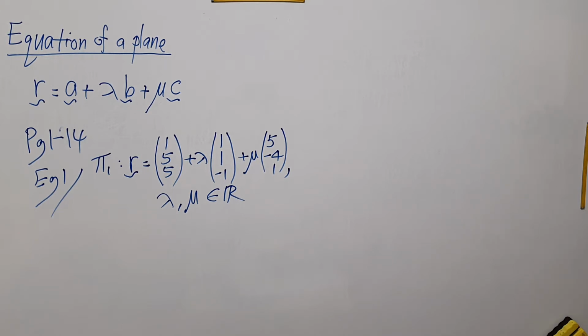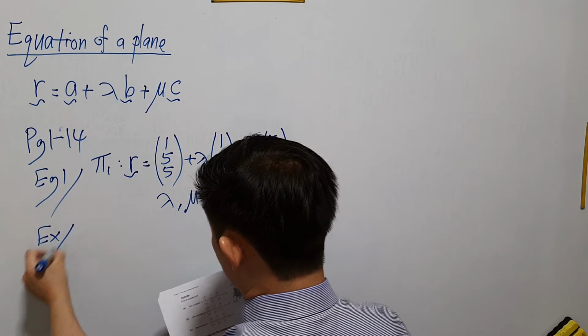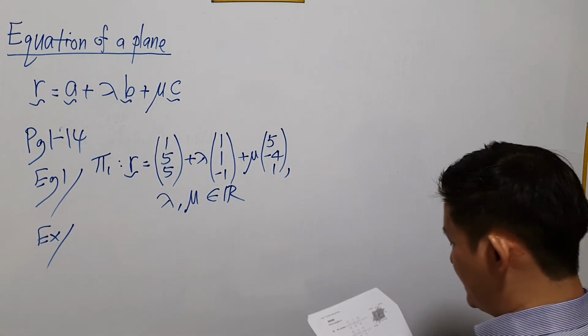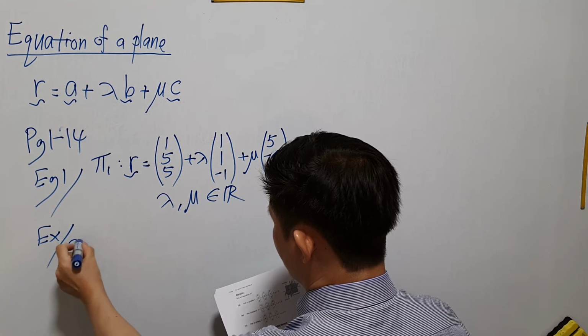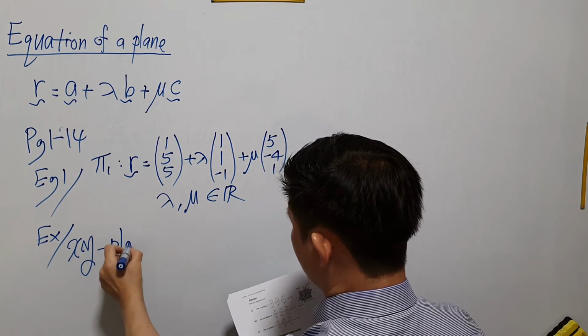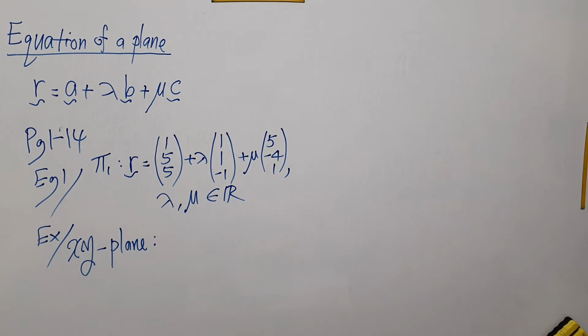If now we roll back to look at the exercise above, there's an exercise above on the same page. It talks about the so-called xy plane, the xz plane, and the yz plane. Let's talk about the xy plane first. How do you write down the equation of the xy plane?